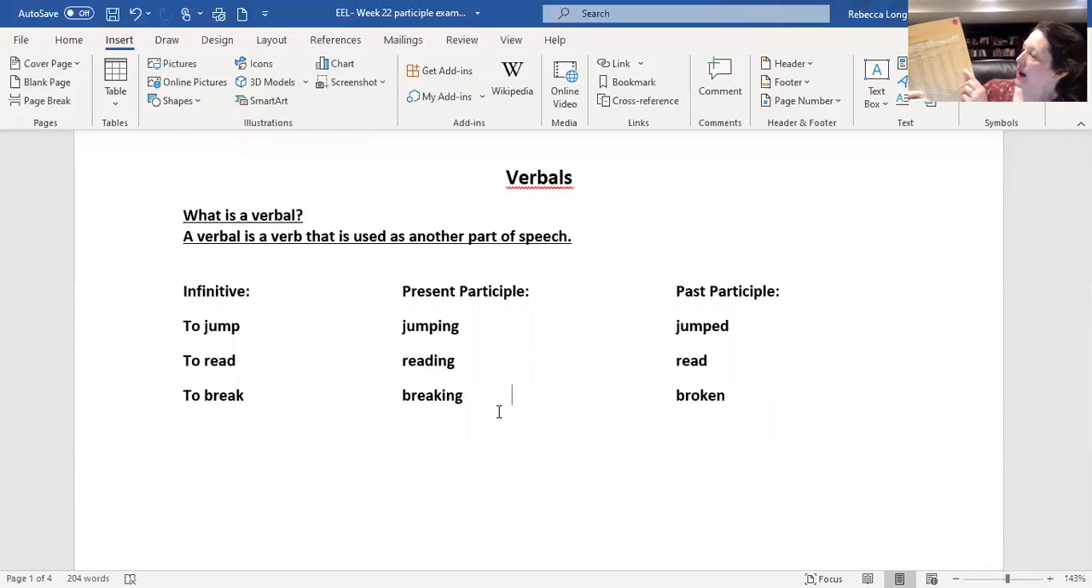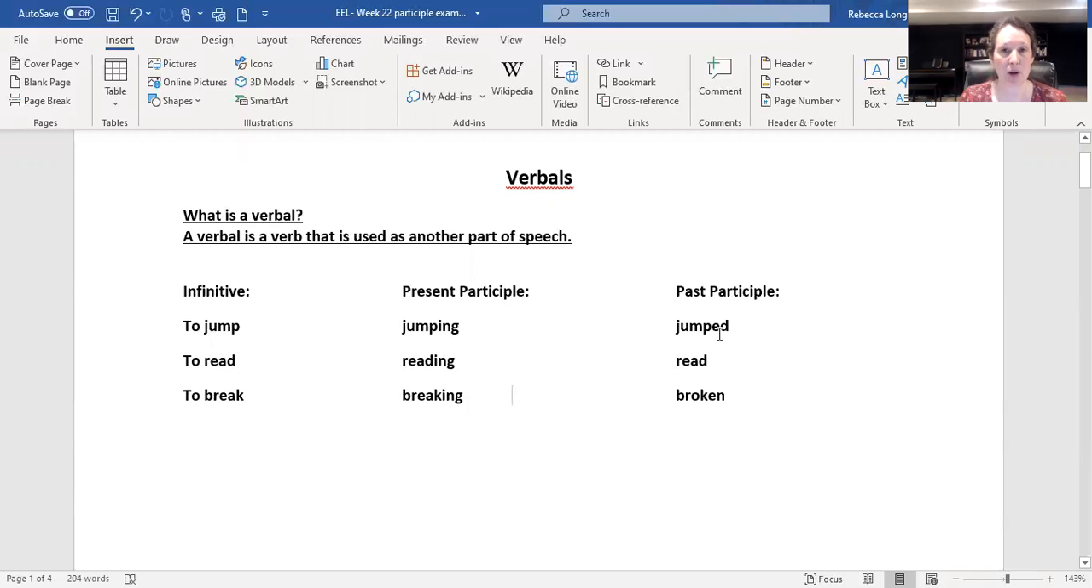And then finally, we have those past participles. These are verbs that have an ed ending, usually if they're regular, but those irregular verbs can end in en or t. These you can find by taking the helping verb have and putting it in past tense. So for instance, to jump, I am jumping, I have jumped. To read, I am reading, I have read. That's the past participle. To break, I am breaking, I have broken.